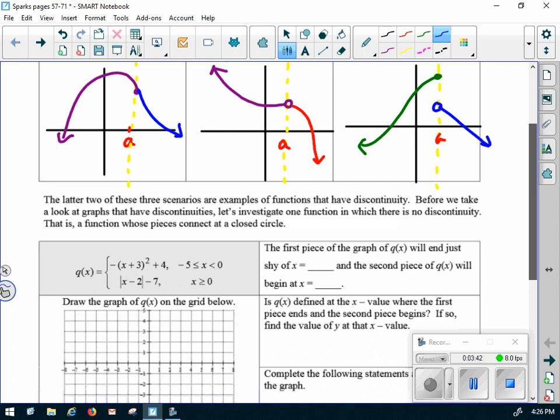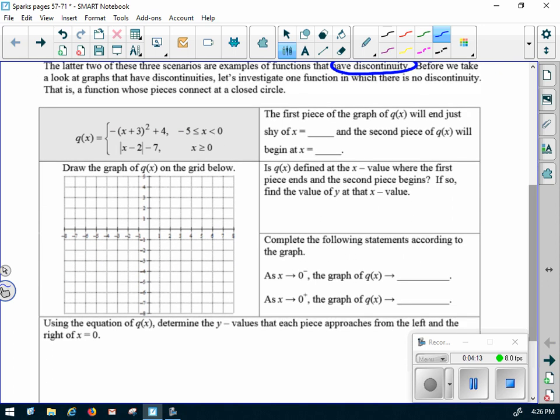The latter 2 of those 3 scenarios, so the last 2, are examples of functions that have discontinuity, meaning they're not continuous. Before we take a look at graphs that have discontinuities, let's investigate one function in which there is no discontinuity, meaning you never have to lift your pencil if you graphed it. That is a function whose pieces connect at a closed circle, just like the first graph we did above. Now the first thing we're going to do is draw this graph.